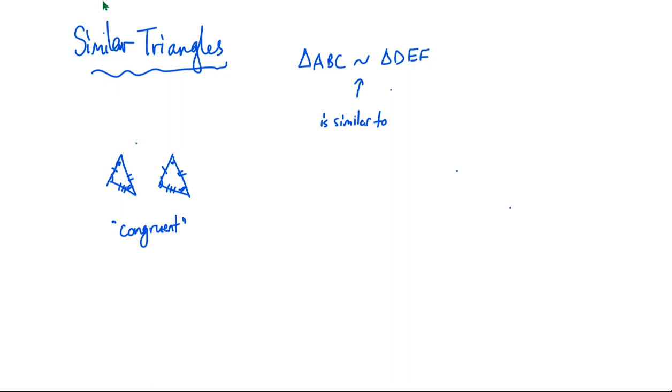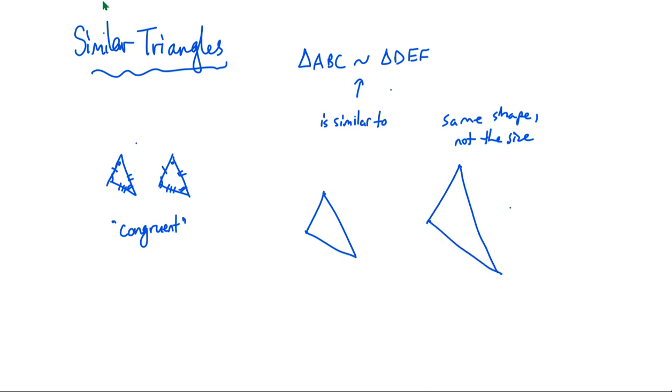The difference between congruent and similar is that similar triangles have the same shape, but not necessarily the same size. So let me write that over here: not the same size. Imagine that I have a triangle, and it looks like this, and I put it in the photocopier and I enlarge it. So now it looks like this. Same triangle, same shape, but bigger, all right?